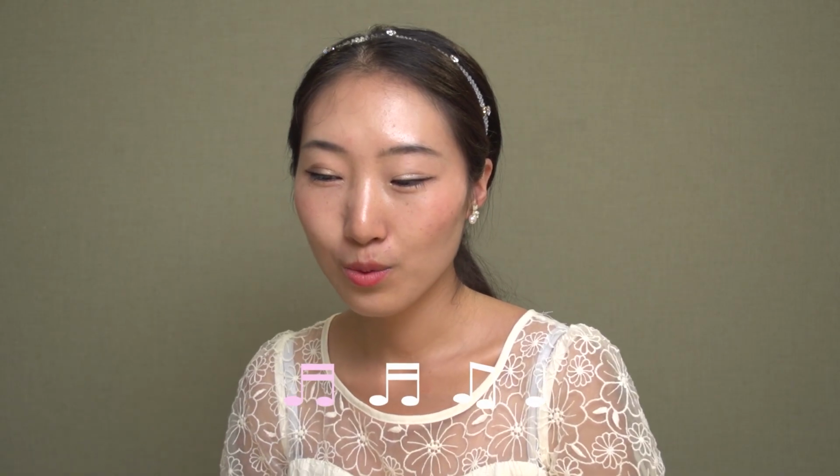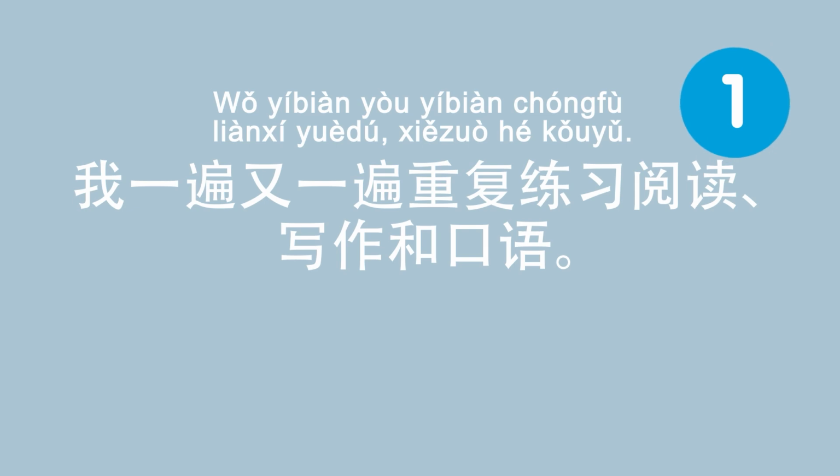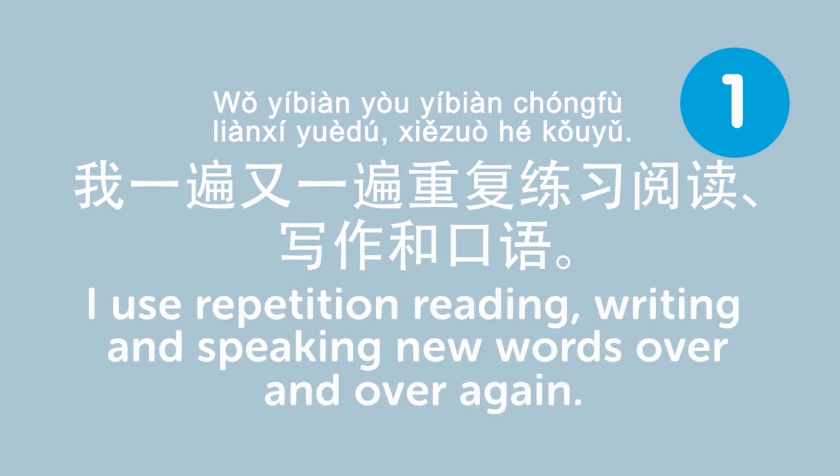Hi! Hello, welcome everyone. I'm Yuting. Today I'm going to tell you 10 ways to remember words. Maybe you can find a really efficient and useful way in this lesson. So let's begin. 我一遍又一遍重复练习阅读、写作和口语。I use repetition, reading, writing, and speaking words over and over again.